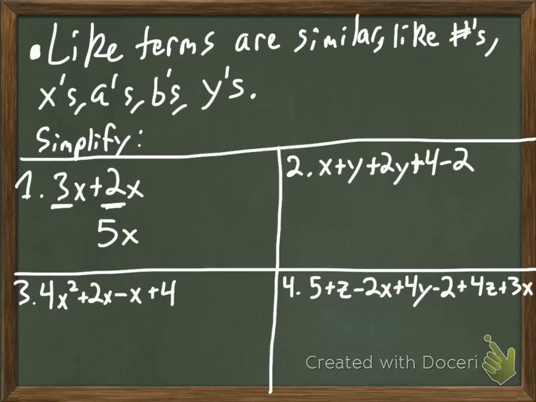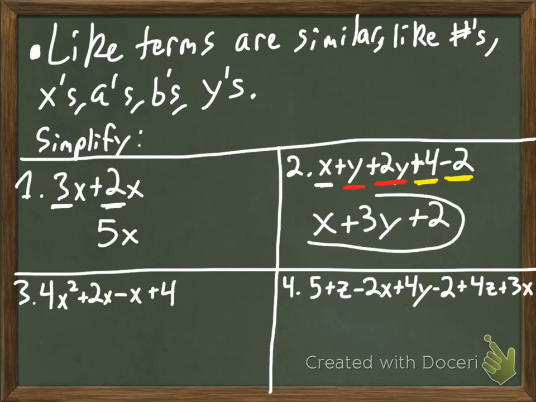Okay, start with 2. First term is an x. I don't have anything else to combine with x, so I'm just going to rewrite it, x. My next term is a y, and then I have a 2y. So I combine y plus 2y, and it gives me 3y. Then I have a plus 4 and a negative 2. 4 minus 2 is 2. I cannot simplify this any further, so there's my answer.